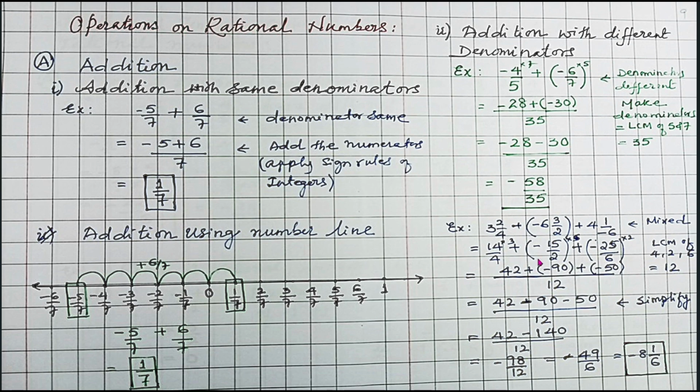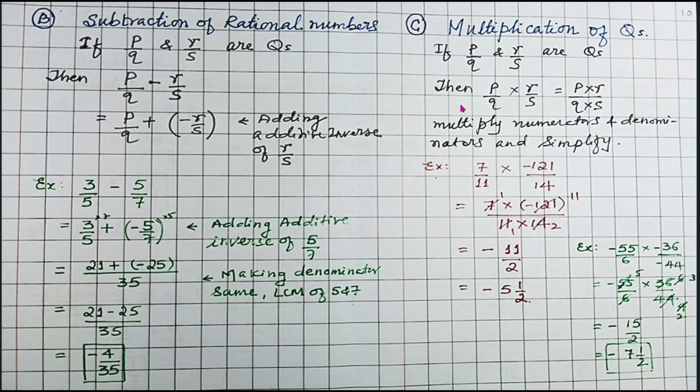Now add them. The denominators 4 and 6 are different, so make the denominator the same, that is 12, because the LCM of 4 and 6 is 12. Now 4 into 3 is 12, 14 into 3 is 42; 2 into 6 is 12, 15 into 6 is minus 90; 6 into 2 is 12, and therefore minus 25 into 2 is minus 50. Add the numerators and we get 42 minus 140, which is minus 98 by 12, or minus 49 by 6, and convert it into a mixed fraction. That is how we add rational numbers.